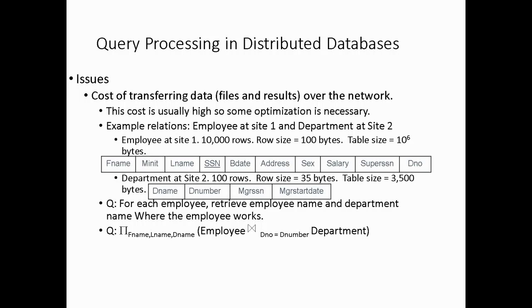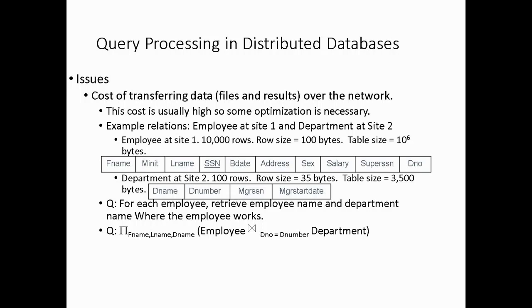Now let's look at an example. Let's say we have the employee relation at site 1, and the department relation at site 2. So we have two relations at two sites. At the first site, let's say we have 10,000 rows and the row size is 100 bytes, so the table size will be 10^6 bytes. For the department at site 2, let's say you have 100 rows and the row size is 35 bytes, then the table size will be 3,500 bytes.